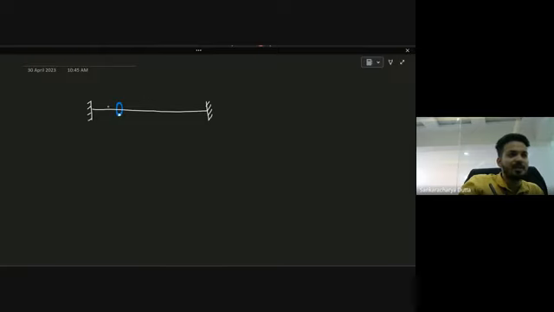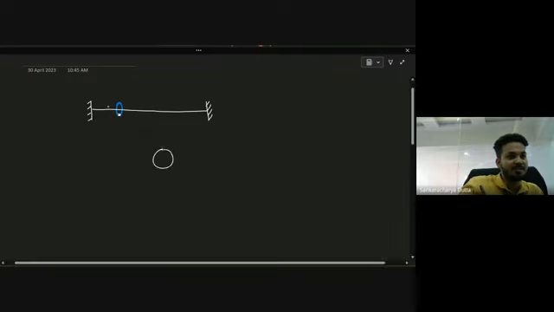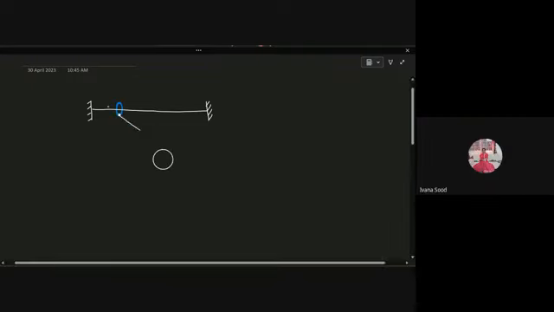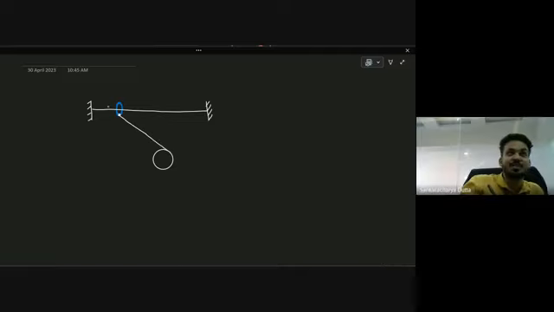This ring at the bottom is attached to another string, and that string goes like this, and then there's a pulley here. Wait, let me make the pulley first. The ring is attached to a string. That string is going over a pulley, and the string comes down, and there's a block attached to this. Okay, this is the pulley. Pulley is fixed.